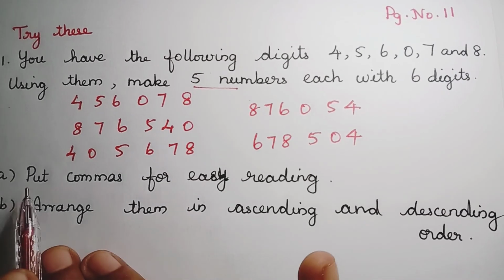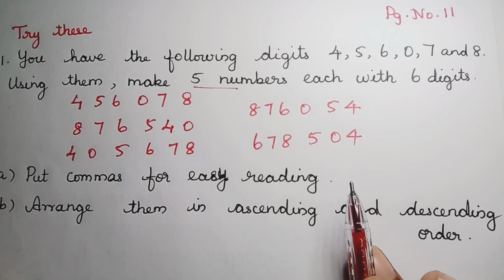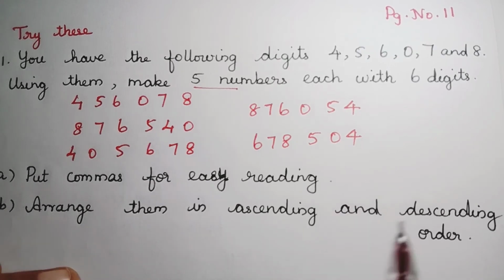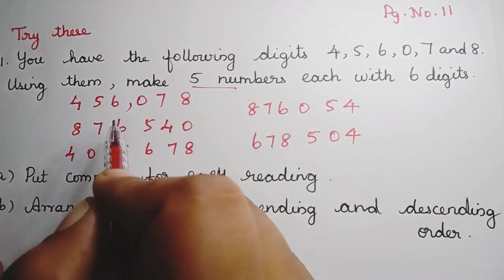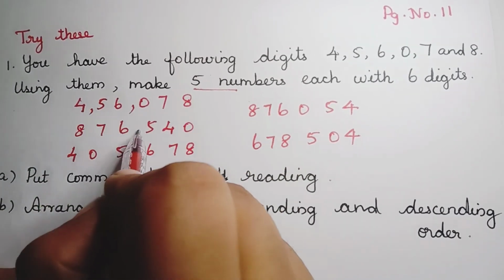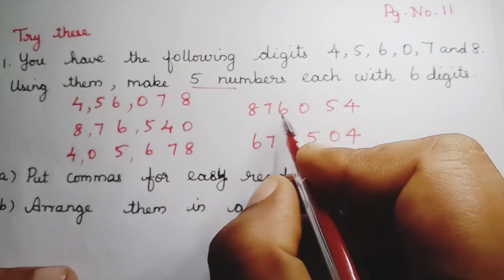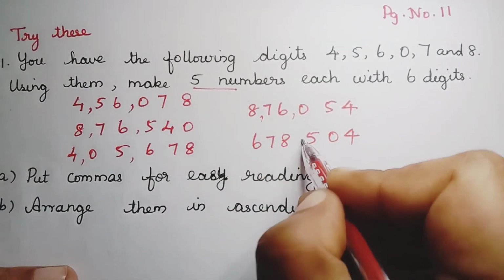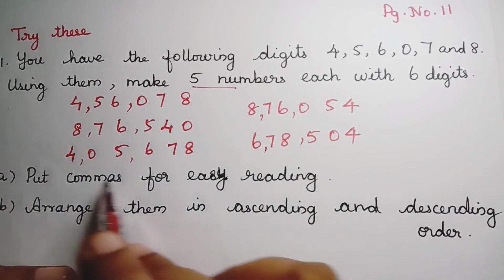Now the question is, put commas for each. Easy reading. So how will you put commas here? So first, after 3 digits you have to put the first comma, and after 2 digits you have to put the commas. Okay, 3, 2, 3, 2. So the first question is over.